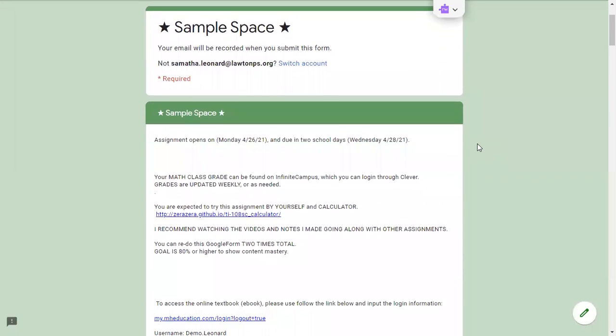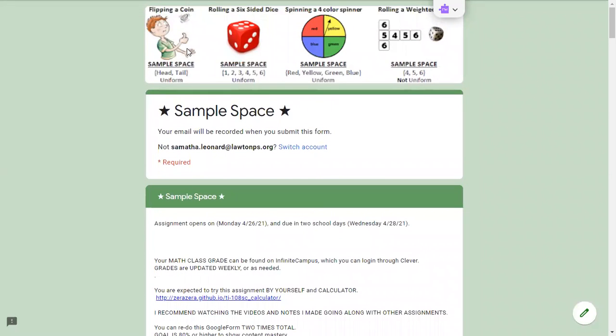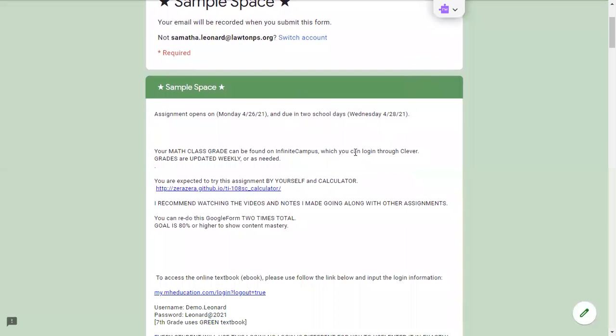I am Miss Leonard, and in this video, we are going to discuss sample space. As you can see by the example on the banner, sample space is like heads and tails when you're flipping a coin, rolling a dice 1 through 6, and spinning on this 4-color spinner. The different colors are the sample space. And then one that is not uniform, where there is duplicates of a 6, and so there is a sample space that is not uniform. So it's a weighted dice.